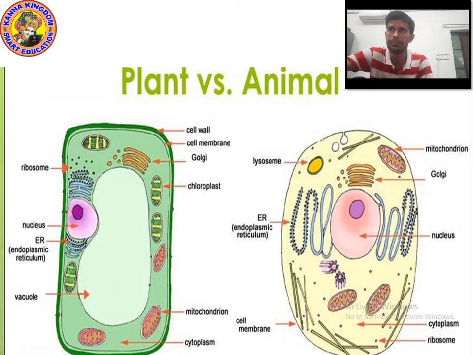The outer green part is the cell wall. Don't forget the green line which is outside, that is actually the cell wall, and the thin inner line just below the cell wall, maybe you can see it or not, is the cell membrane. And the next part in yellow color is the Golgi.